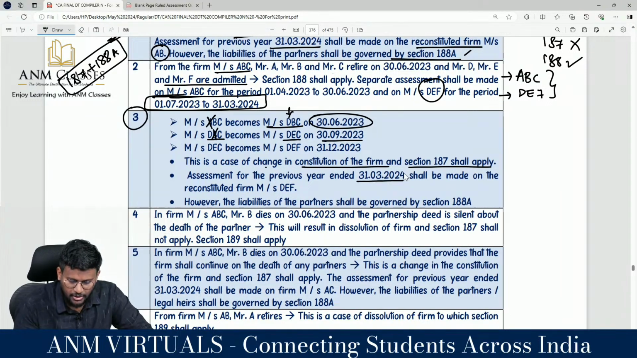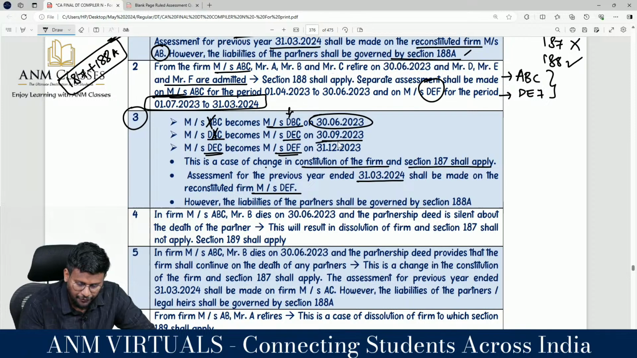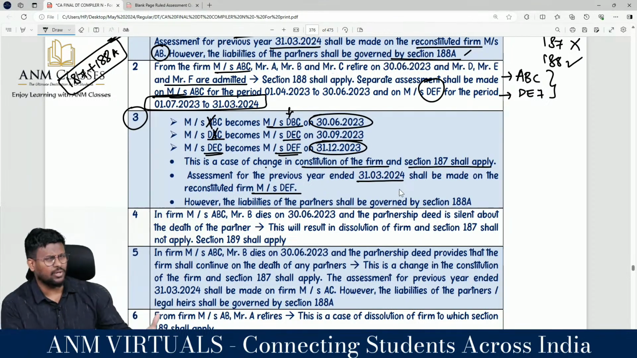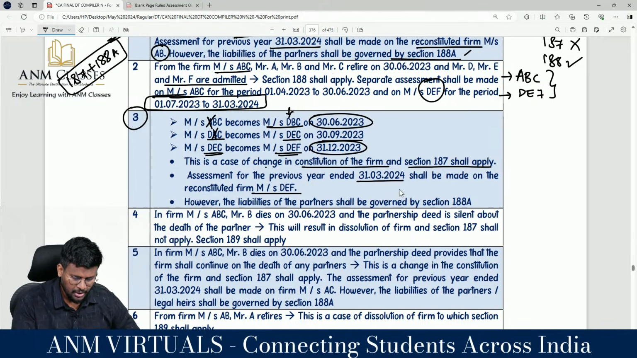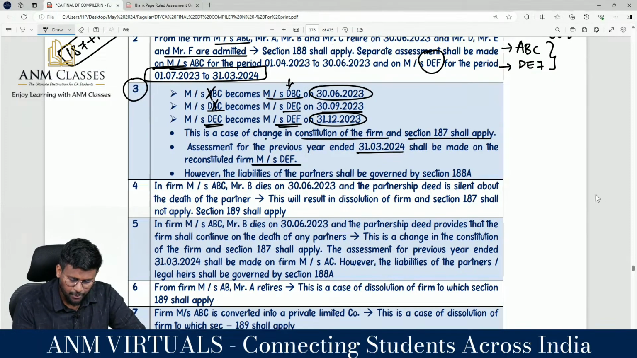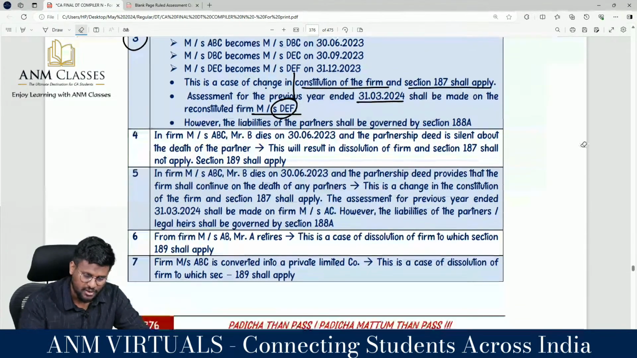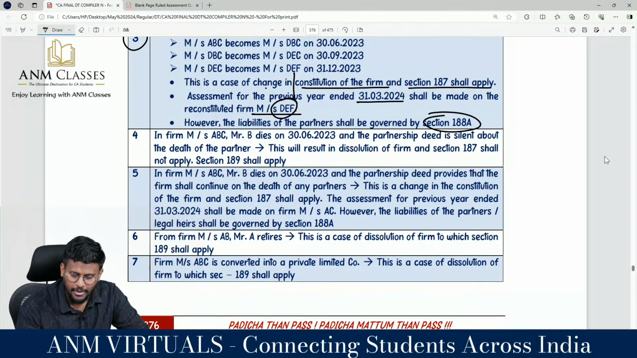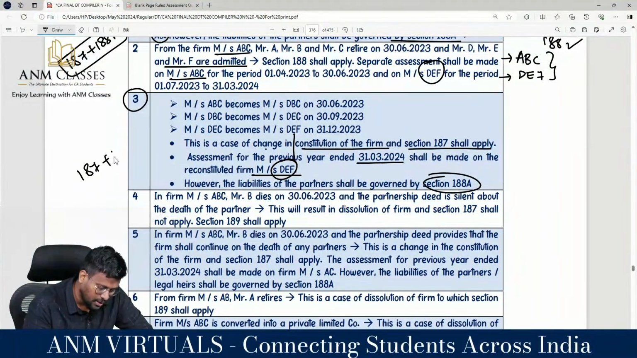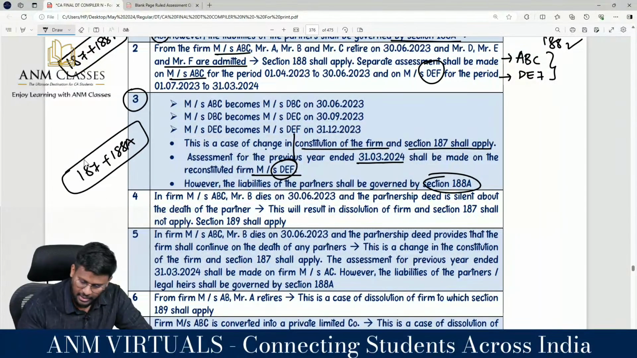Assessment for the previous year ending 31/3/2024 shall be made on the reconstituted firm Mrs. DEF. Alright. Mrs. DEC become Mrs. DEF on 31/12. This is a case of 187 only because this is only a reconstitution of the firm. So, this is a case of change in constitution of the firm and 187 shall apply. Assessment for the previous year ending 31/3/2024 shall be made on the reconstituted firm, which is DEF. But whoever partners were there from the start, they were jointly and severally liable. However, the liability of the partner shall be governed by 188A. So, here it is 187 read with 188A.